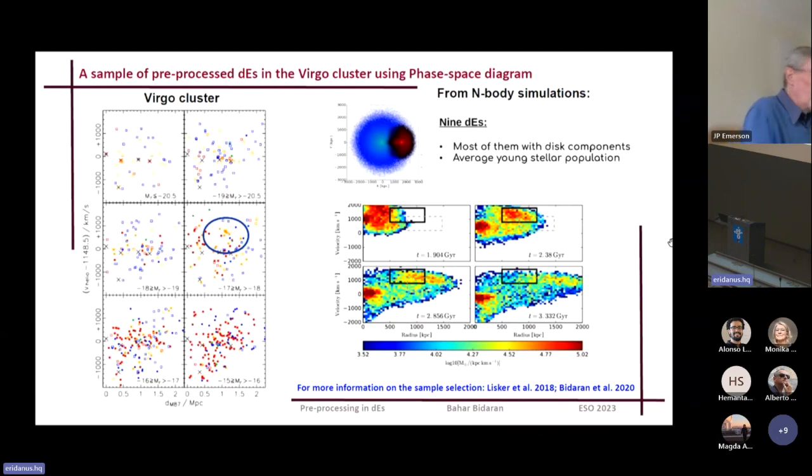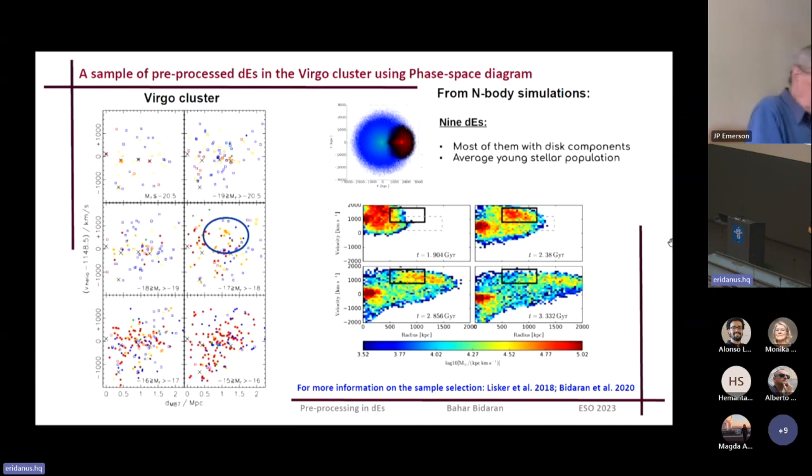Using a different method, again based on the phase space diagram, we also confirmed the accretion time of 2 to 3 gigayears to the Virgo for these 9 dwarf galaxies. That is explained in Bidaran et al. 2020, and I don't have time to explain it now, but we can discuss it later. And that again emphasizes the importance of the phase space diagram for people who are working on clusters and groups, especially people who are observers.